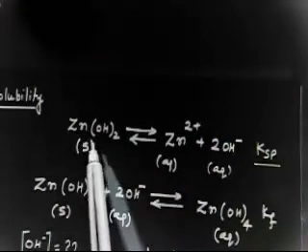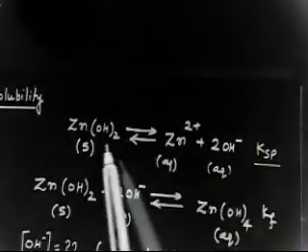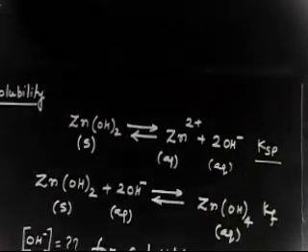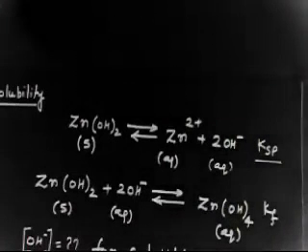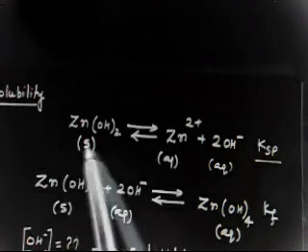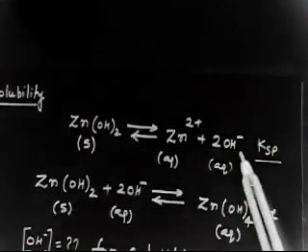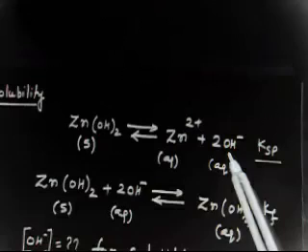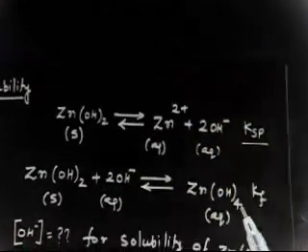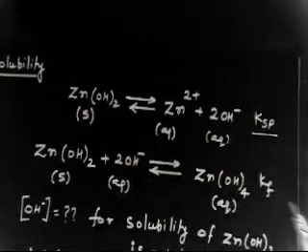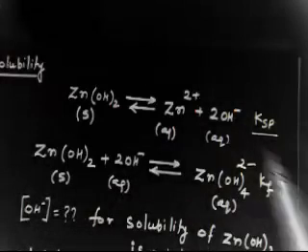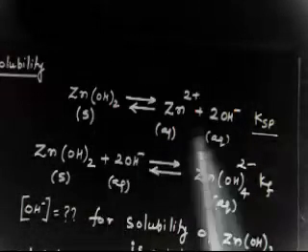So Zn(OH)2, when this dissolves, some OH minus comes. But now this OH minus that comes can further react with the Zn(OH)2. This OH minus that is coming can again react with Zn(OH)2. This means finally we will get Zn(OH)4, and this will be 2 minus, because charge has to be conserved. So you see, the OH minus that is coming can further react.